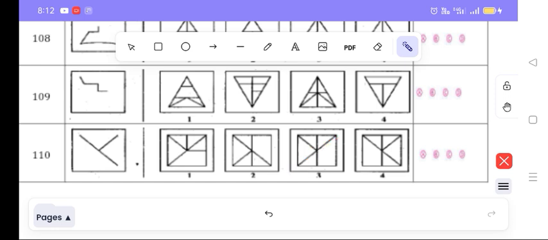No, you cannot find it. See, this line should be extended up to the corner. No, this is also wrong answer. When you come to D, here you can find it. Okay. The answer is D for 110.